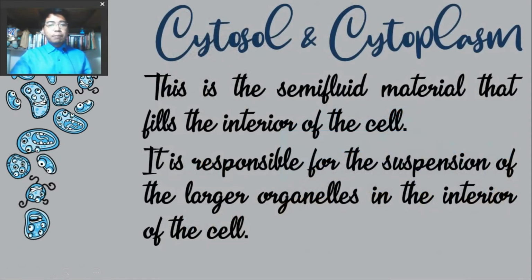Other than the plasma membrane, in the interior of the cell there is the presence of the cytosol and the cytoplasm. All cells possess cytosol and cytoplasm. This is considered a semi-fluid material that fills the interior of the cell. Technically, this is the material in which the different organelles and parts, either membranous or non-membranous, present among cells are suspended.